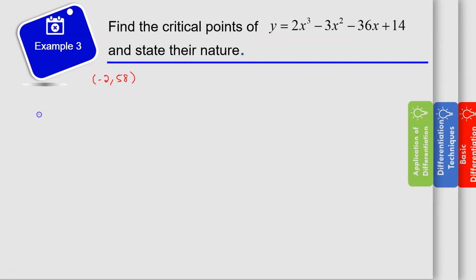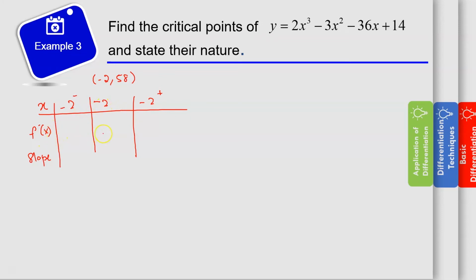At these critical points, we need to draw a table. This is x, f prime x, and then we need to check for the slope. This is the step to check the nature of the critical point. So now here we put negative 2, that is this critical point value. And this part is negative 2 at the negative side, negative 2 at the positive side. When x equals negative 2, our f prime x will be equal to 0. That is, we have a straight line for our slope.